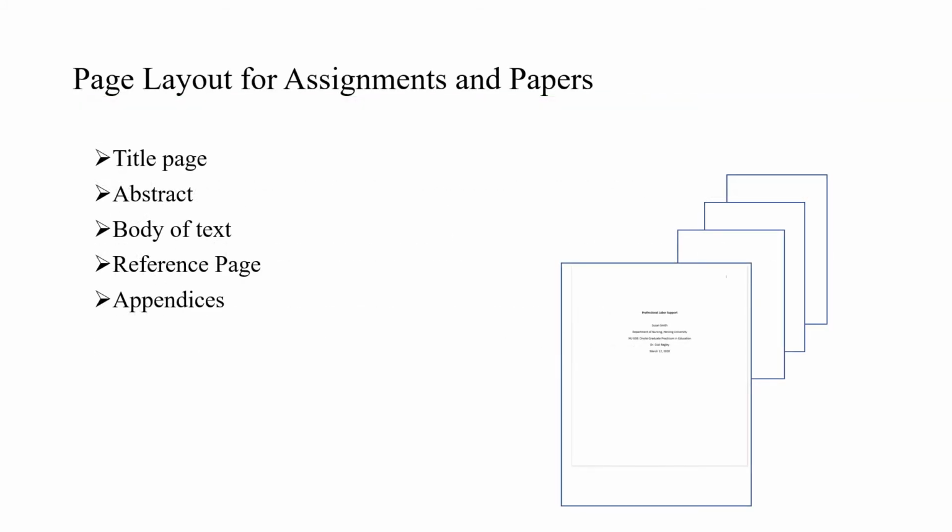This slide shows the page layout order for 7th edition APA. You start with a title page, then abstract, if requested. It's not always required in your assignments. After the abstract, you would have the body of the text, beginning with an introduction, then using headers for each topic, and including a conclusion section. The body of the text is followed by a reference page, and then followed by appendices if indicated.